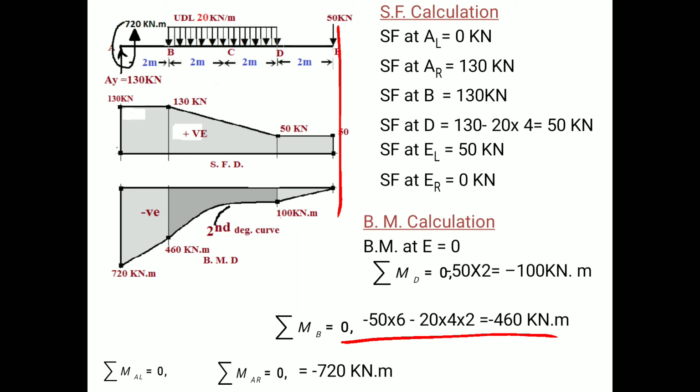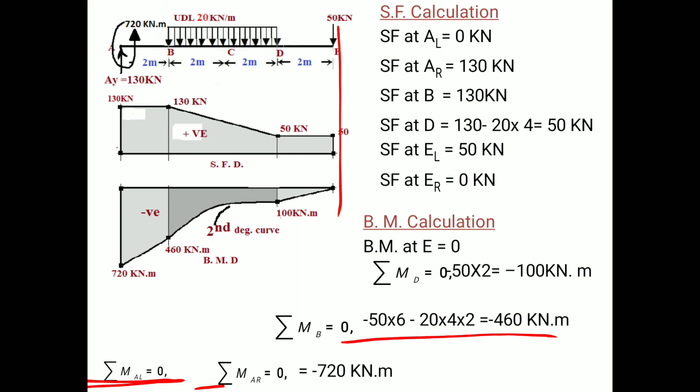Now, we are going to calculate bending moment at point A. But at point A, a moment is acting in anti-clockwise direction. Therefore, we will calculate left of A and right of A. But as we know, left of A it is always 0 because bending moment at the support is 0. Therefore, bending moment at left of A will be 0.